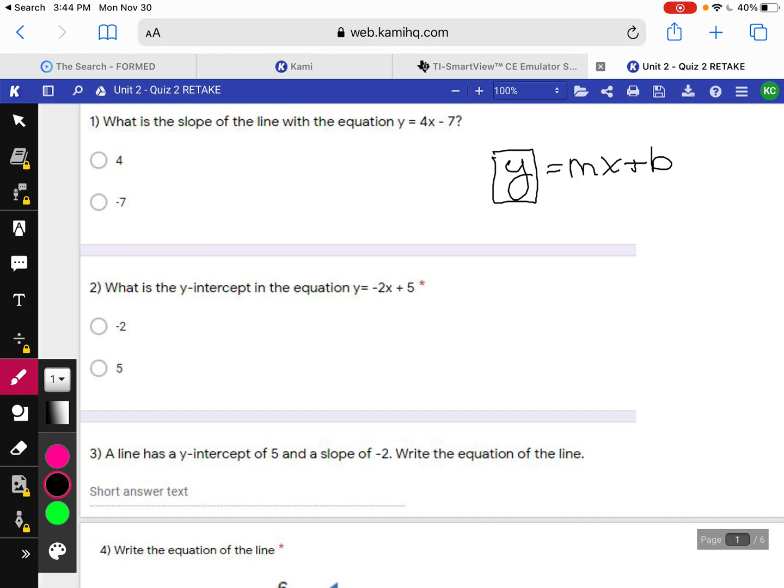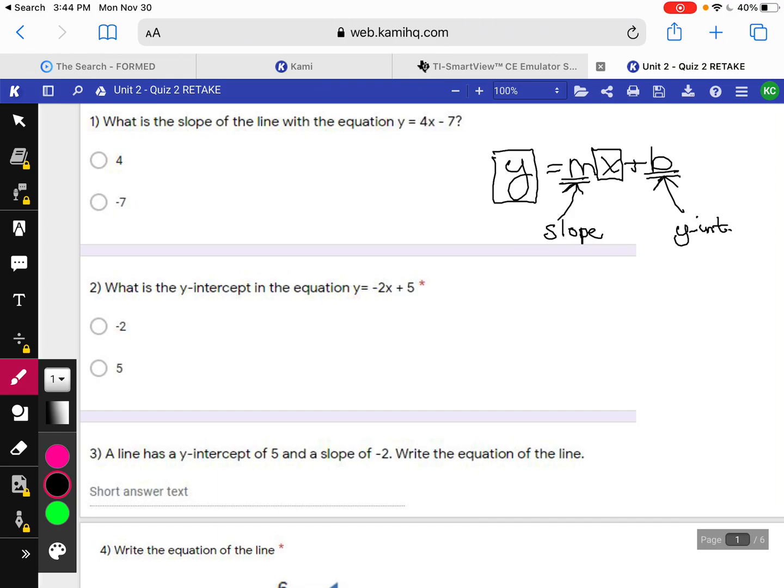In y equals mx plus b, y and x remain variables in the final answer, while your slope, which is replacing the m, and the y-intercept, which is replacing b, help you to graph a line on a coordinate plane. This also allows you to identify slope and y-intercept when you have this equation.